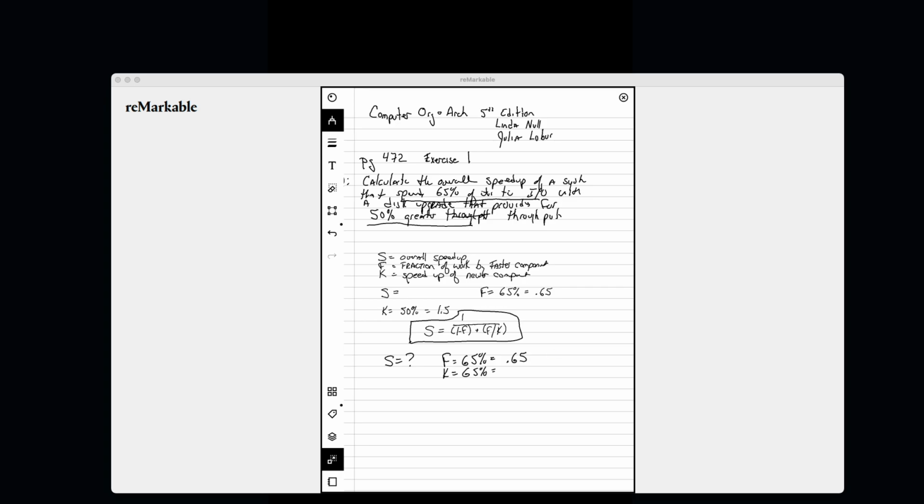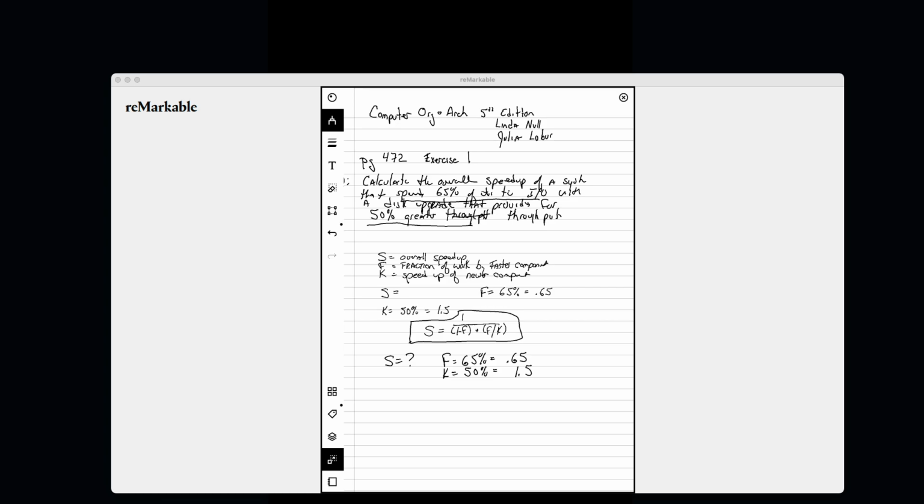Actually, sorry, I made a mistake. It's actually the 50%. So it's 50% faster, which is actually 1.5. It explains it in the book: if it's 50% faster, it's already at 100%, so that's 1, and then 50% faster is 0.5. Look that up. That's not a very good explanation, but it's the best way I can explain it.